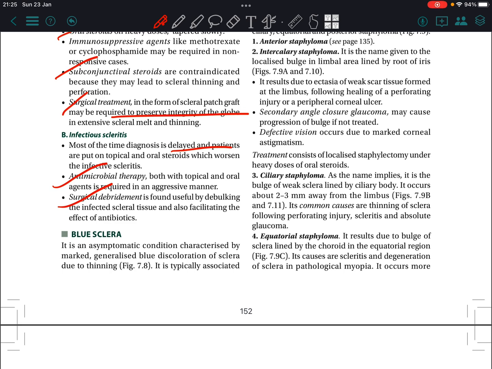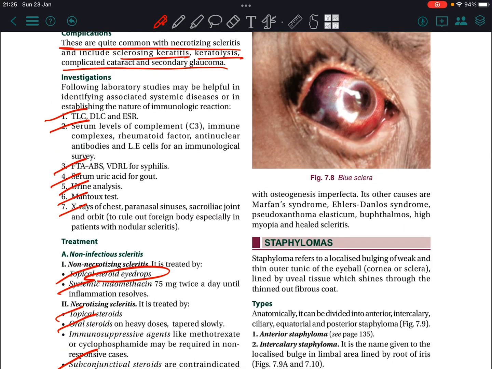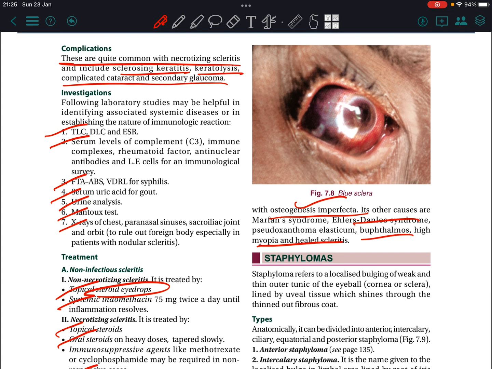Blue sclera: it is an asymptomatic condition characterized by marked blue discoloration of the sclera due to thinning. It is seen in osteogenesis imperfecta, Marfan syndrome, Ehlers-Danlos syndrome, buphthalmos, high myopia, healed scleritis, etc.